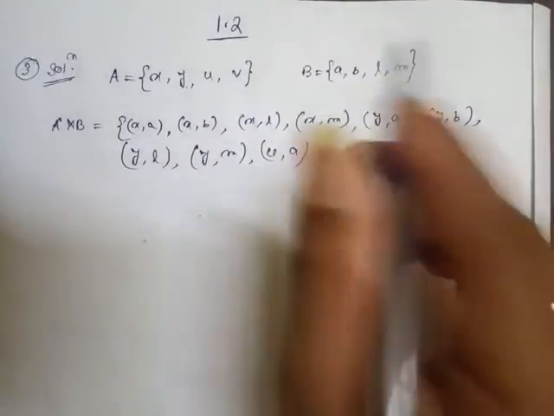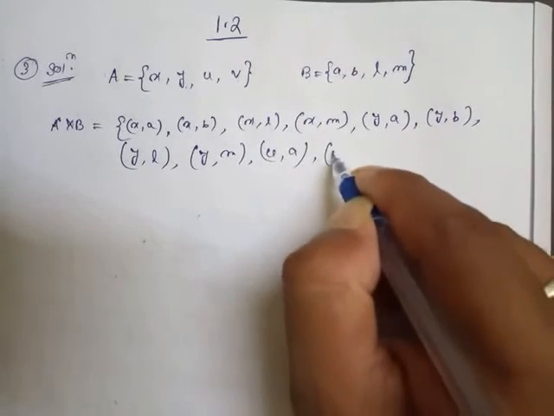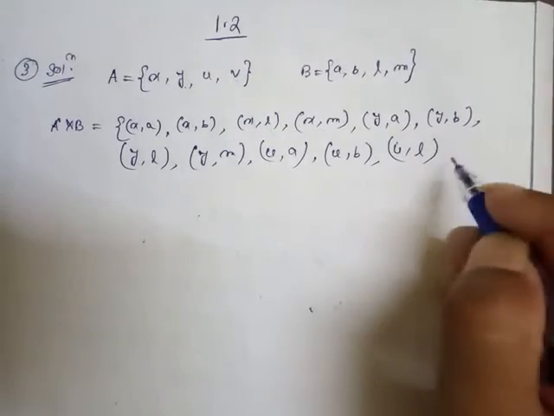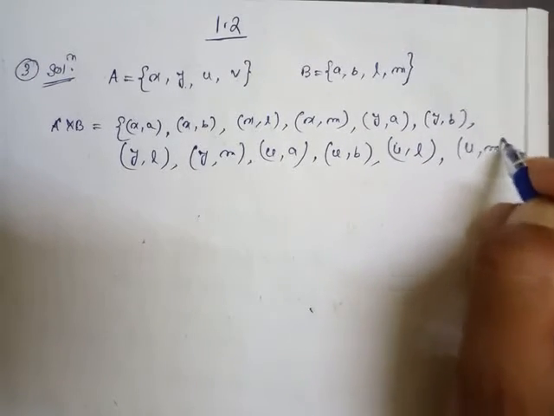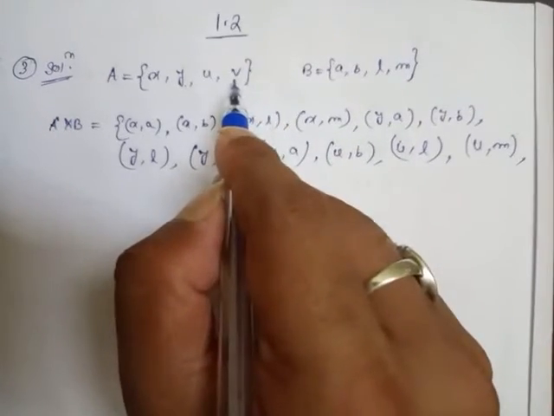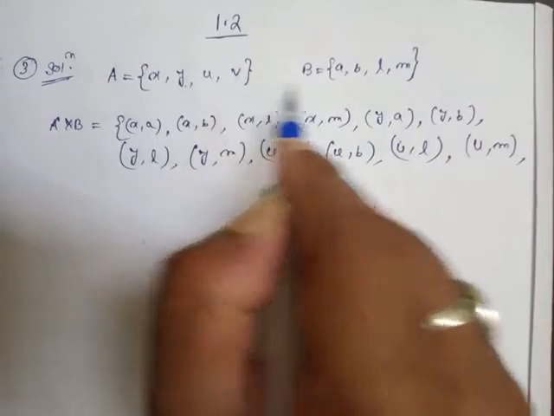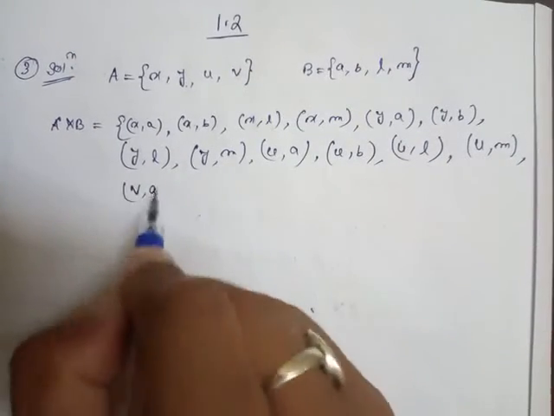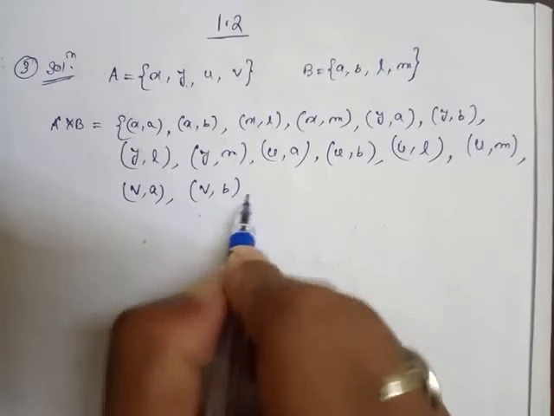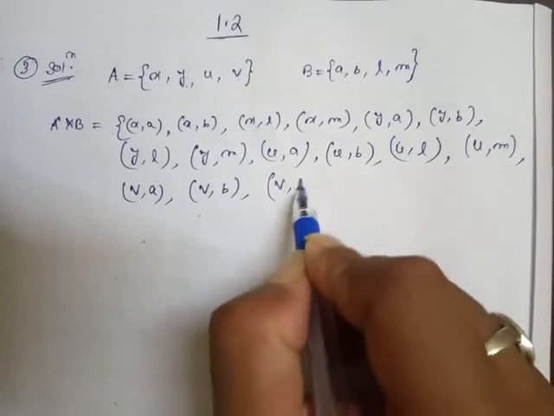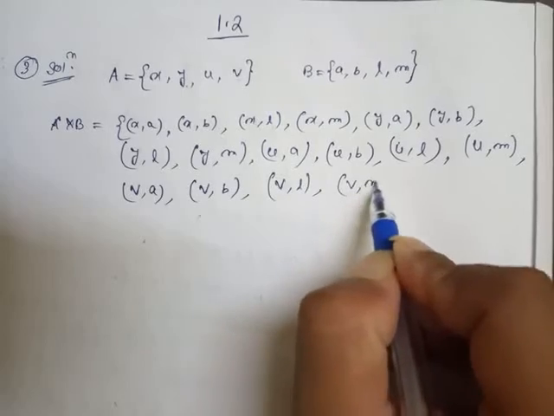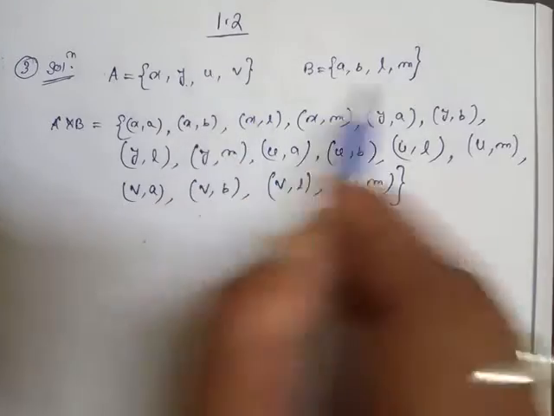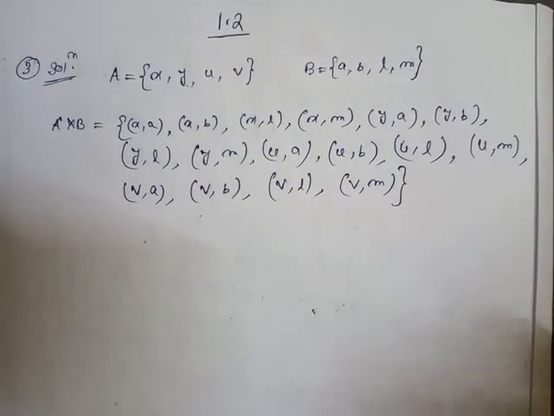Similarly, u with all the elements of B: ua, ub, ul, um. And the last element of set A is v, and this will go for multiplication with all the elements of B. So va, vb, vl, vm. This is A product B, with all the elements of A and B.